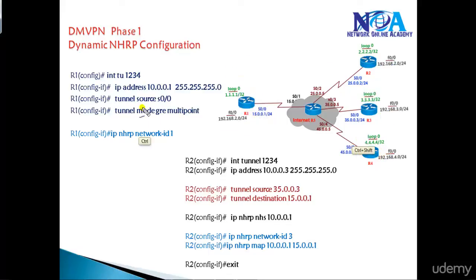Now on router 1, the configurations are very similar to the static configurations we did in the previous static mappings. We need to create a tunnel interface, assign an IP address, and define the source, whereas we are not going to define the destination. Instead we have to use GRE multipoint. GRE multipoint allows you to have multiple destinations or multipoint connections on router 1, and then we just need to enable NHRP on that particular router, ip nhrp network-id 1.